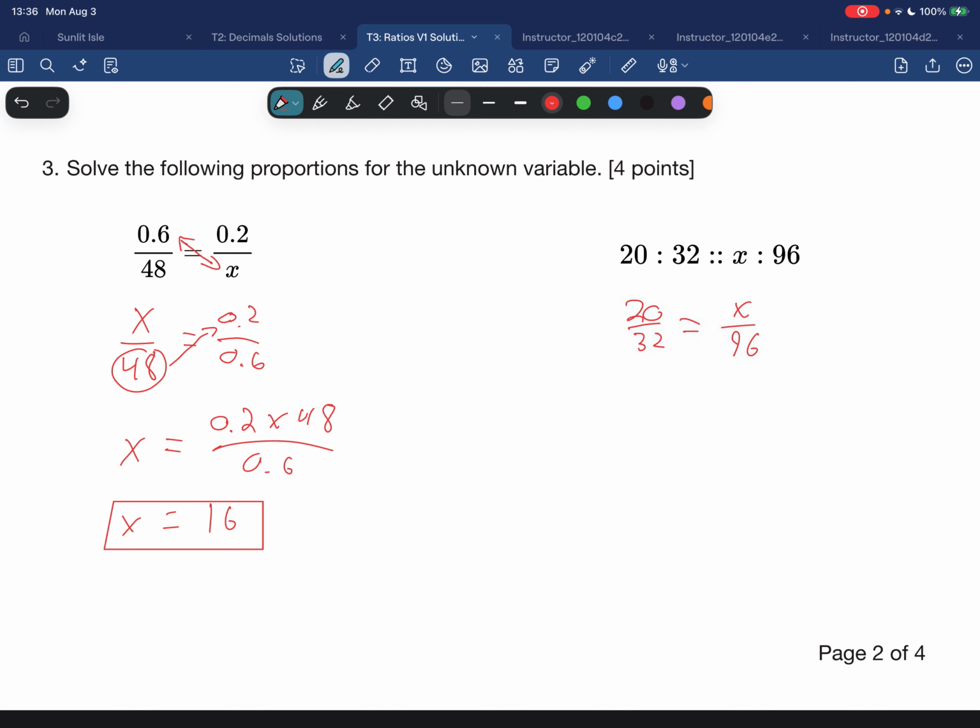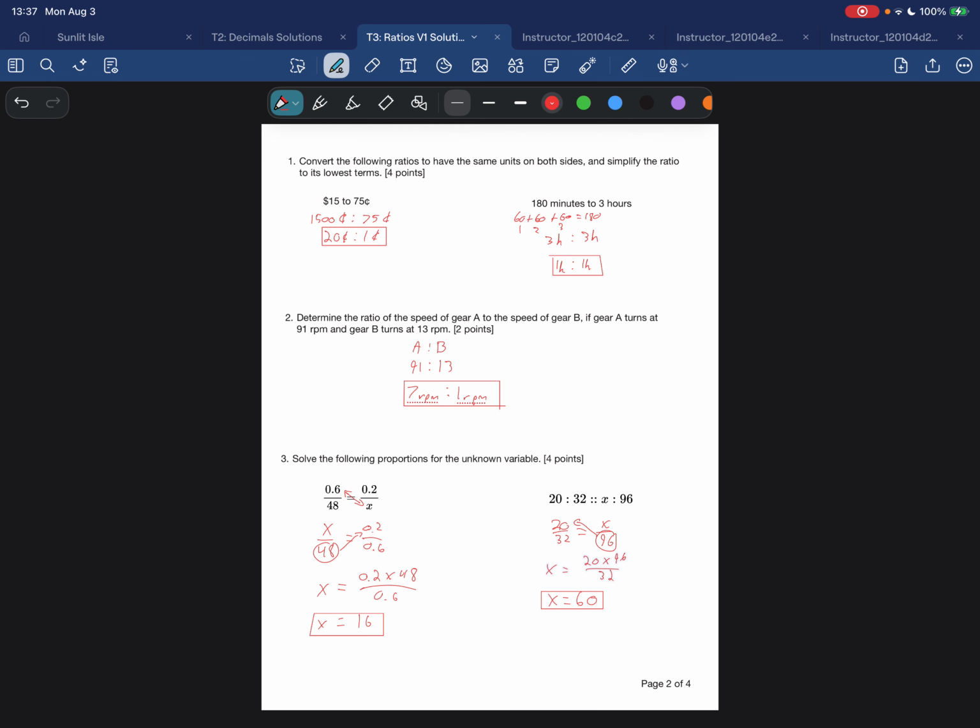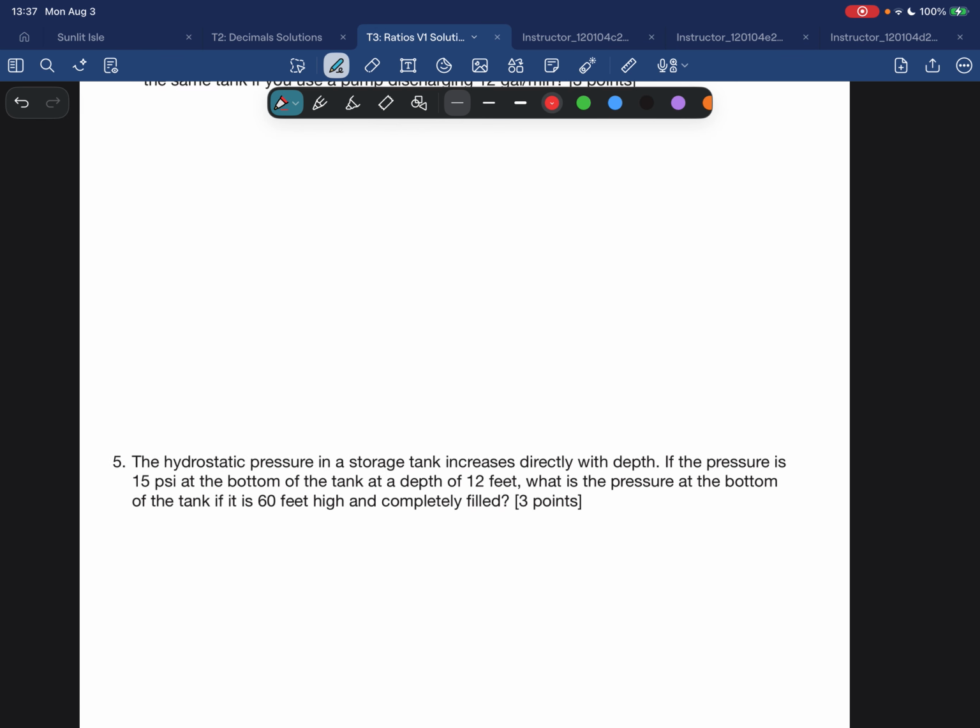This one is a little bit simpler. Our x is in the top, so less work to do. We just need to move the 96 over, and instead of swapping it with the 20, we are just going to multiply them. So x equals 20 times 96 over 32. Punch that in the calculator. You should get x equals 60 as your answer. Those were the first three.